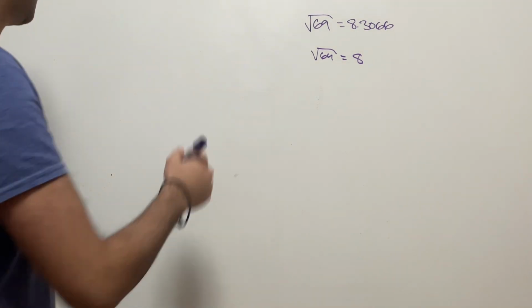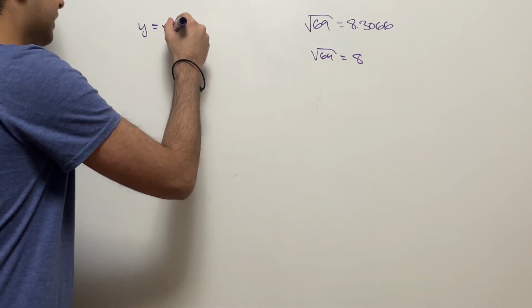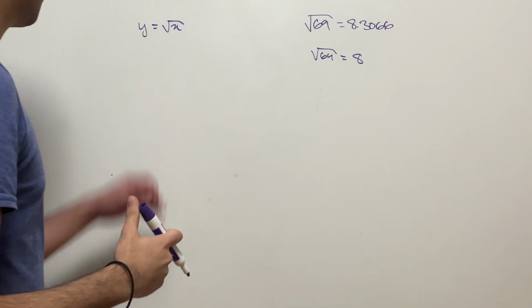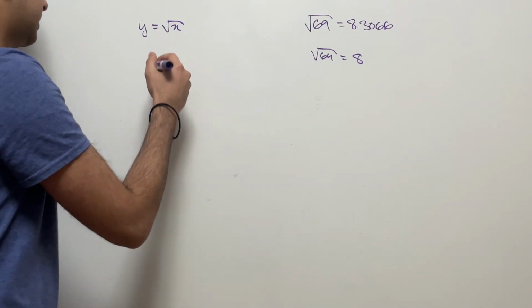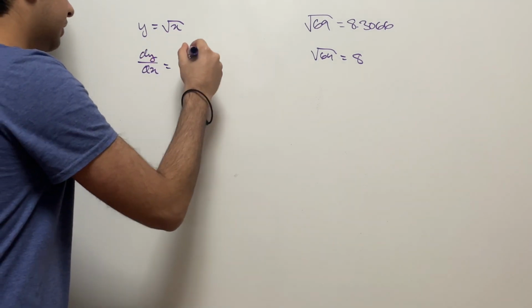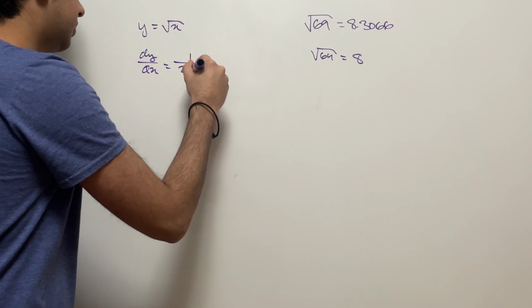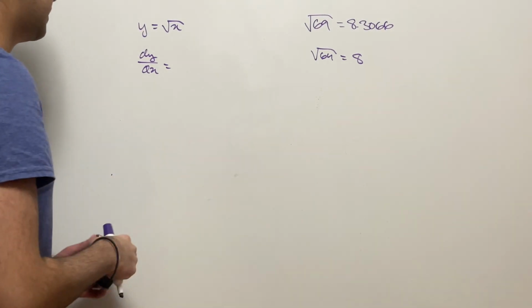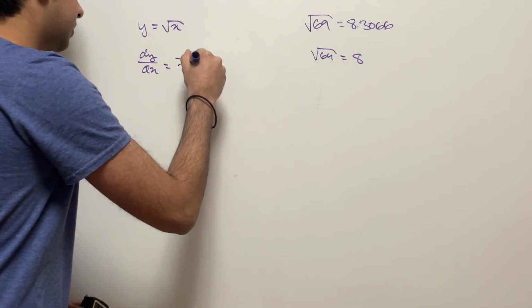So if we consider the function y equals the square root of x, I think what we should do is use a little bit of calculus. We'll take the derivative of this, and you'll see why we're doing this. So dy/dx, if you know your derivative rules, is 1 over 2 root x.